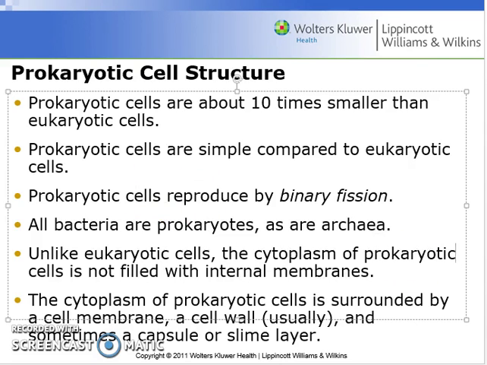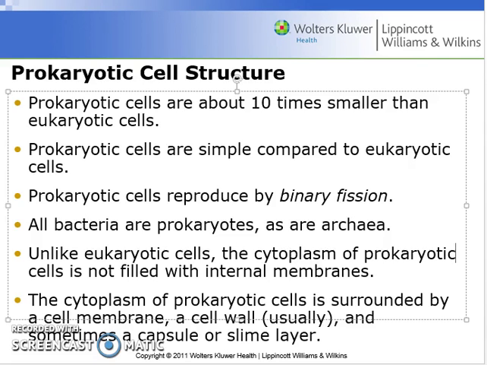So we don't have any structures inside the cytoplasm of a prokaryotic cell that are going to contain any organelles. You'll see ribosomes, but those ribosomes aren't going to be surrounded by internal membranes. The cytoplasm in prokaryotic cells is going to be surrounded by a membrane. That's also going to be referred to as a cell wall.